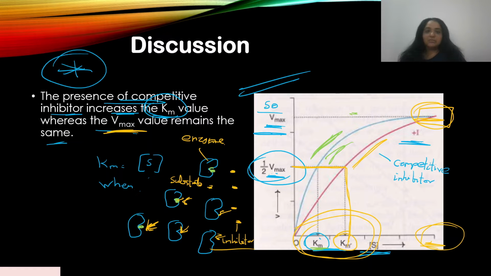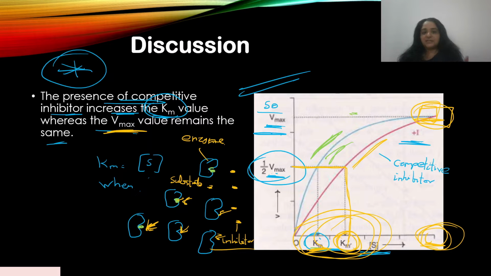So in the presence of a competitive inhibitor, at higher levels of substrate, the Vmax value does not change. But when you look at lower concentrations of substrate, the Km value increased. If this blue line is the normal, then this red line is after the addition of inhibitor, and the Km value has increased.